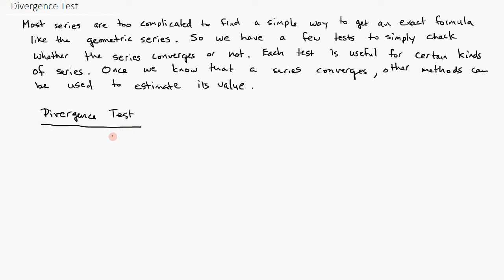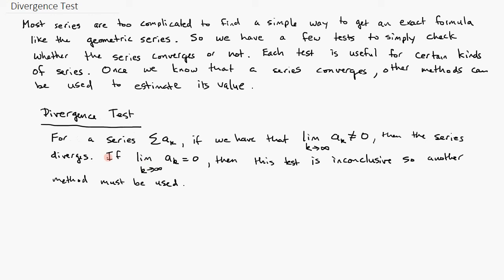First let me write down what the divergence test says. The divergence test says that for a series, if we take the limit as k goes to infinity of the individual terms of the series, and we see that the limit doesn't go to 0, then the series will diverge.